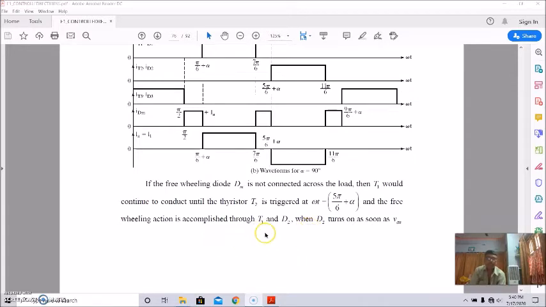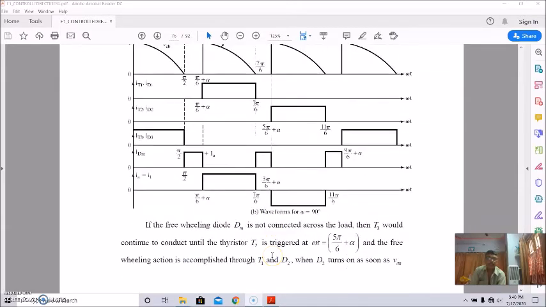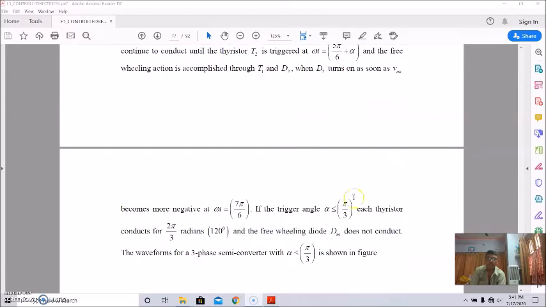If the freewheeling diode is not connected, then thyristor T1 would continue to conduct until thyristor T2 is triggered at omega t equal to 5 pi by 6 plus alpha, and the freewheeling action is accomplished through T1 and D2. D2 turns on as soon as the phase voltage VAN becomes more negative at omega t equal to 7 pi by 6. If the trigger angle alpha is less than or equal to pi by 3, each thyristor conducts for 2 pi by 3 radians, that is 120 degree, and the freewheeling diode does not conduct.